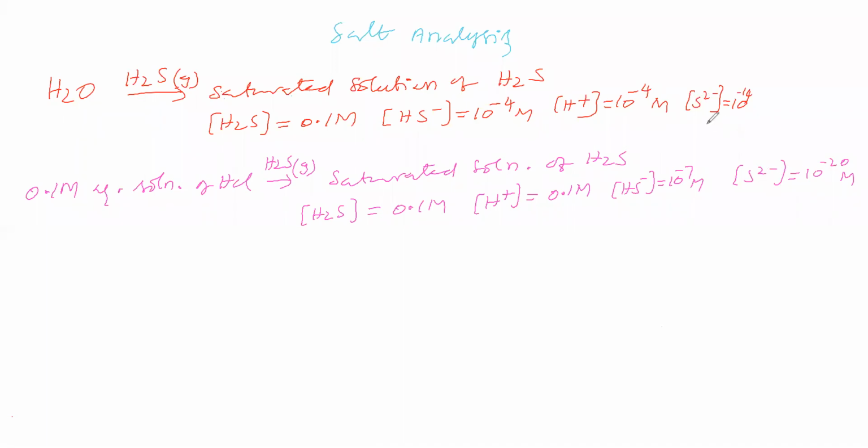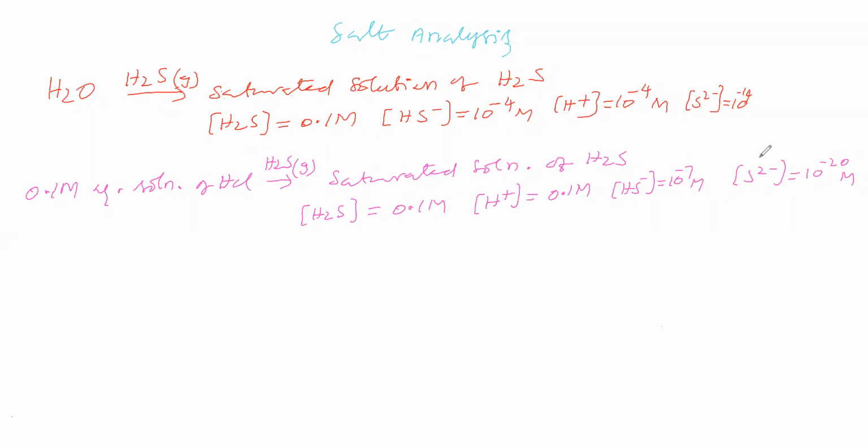Why is it so? Why are the concentrations varying? Both are saturated solutions of H2S. This is a saturated solution of H2S. It is also a saturated solution of H2S. When both are the same solutions, when both are saturated with respect to H2S, why is the concentration of different species different in both cases?